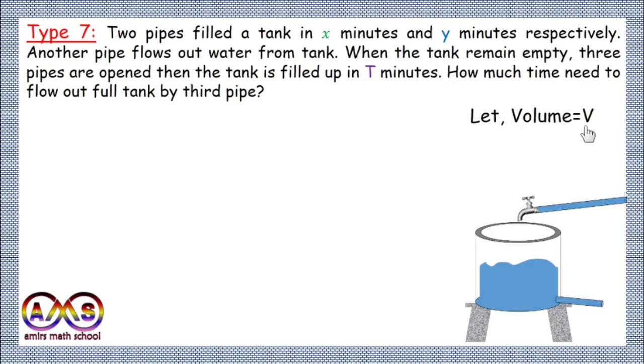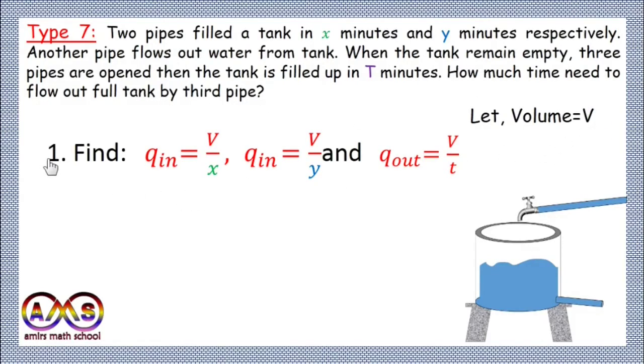So let the volume of the tank be V. Step number 1, find the Q in. For the first pipe, the Q in is V by X. For the second pipe, Q in is V by Y, and Q out is for the third pipe, that is Q out of the full volume. Let the required time be T, so the Q out is V by T. We are going to find the value of this T, the required time to flow out the full tank by the third pipe.